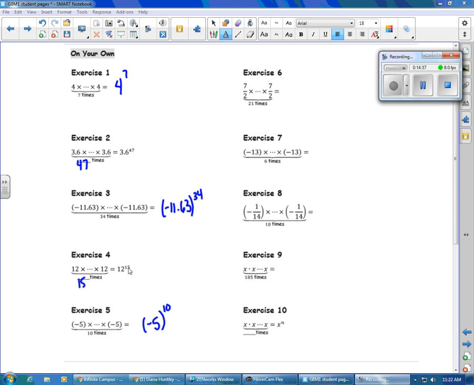Exercise 4, we've got a 15 here, so that means I'm multiplying 12 times itself 15 times. Exercise 5, I've got a 10 here, that means I'm taking that negative 5, I need the parentheses there, and I'm raising it to the 10th power.